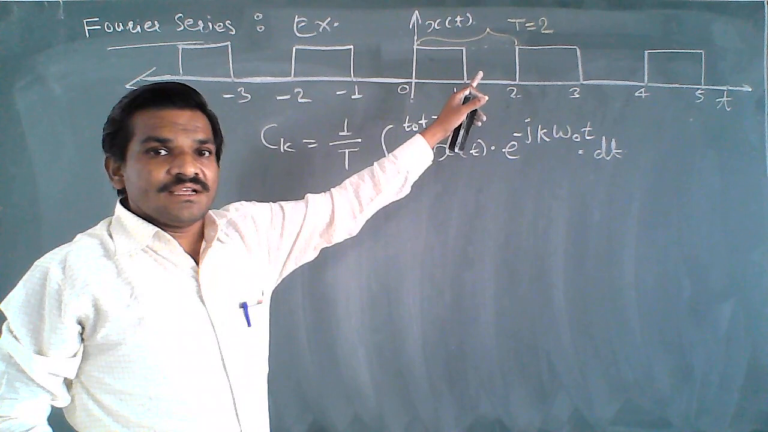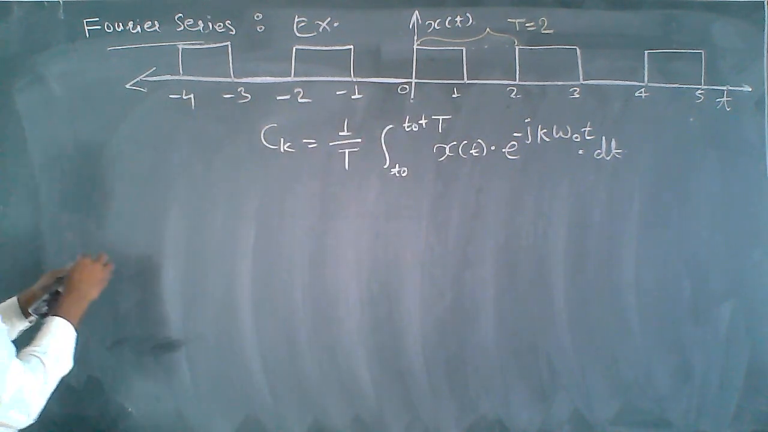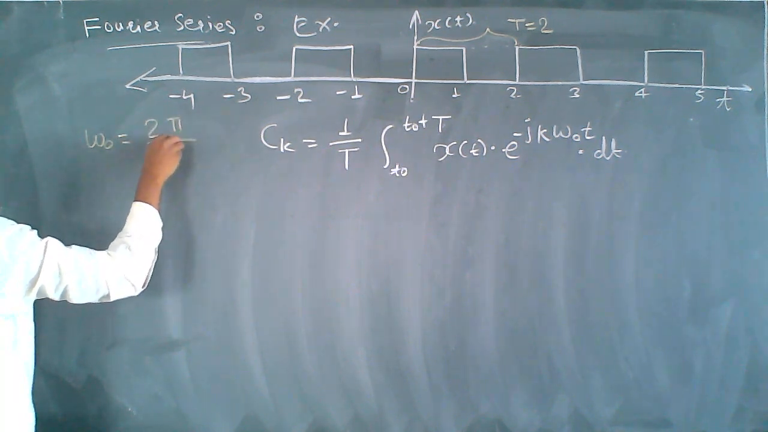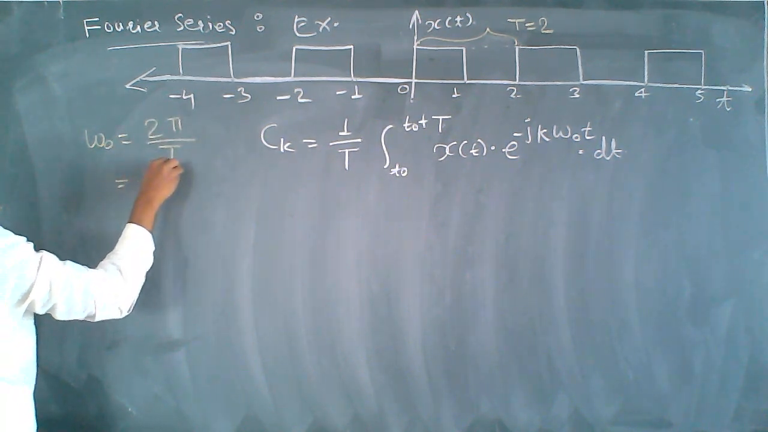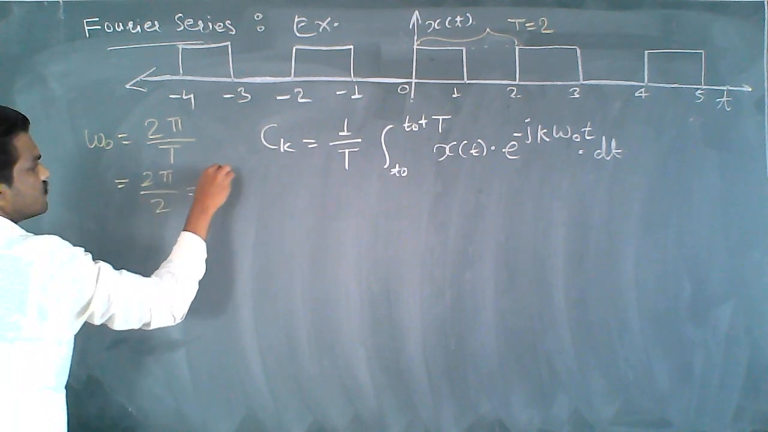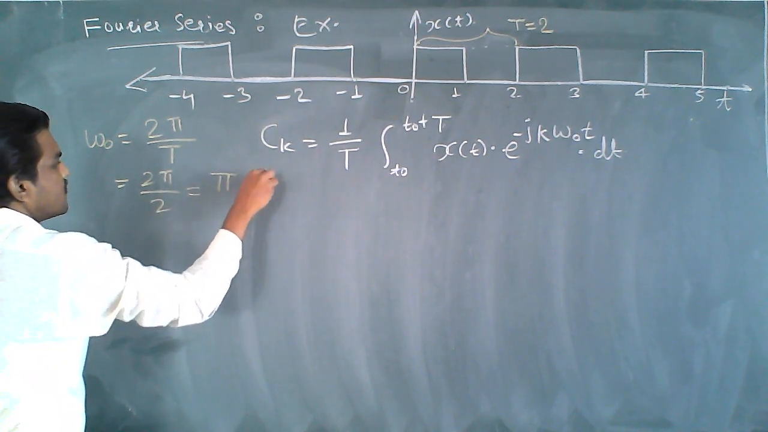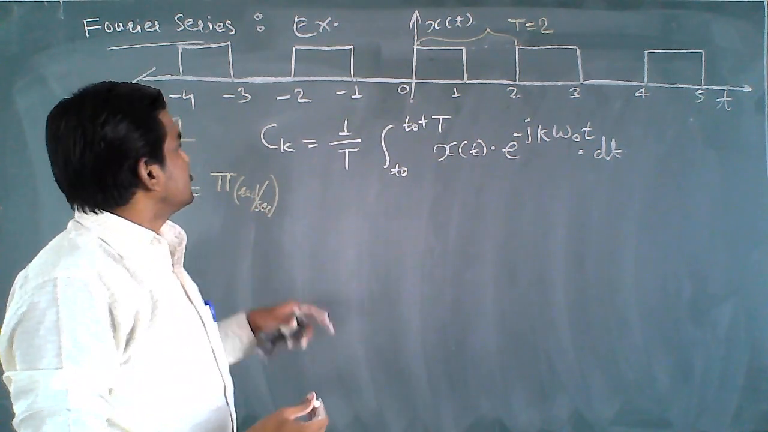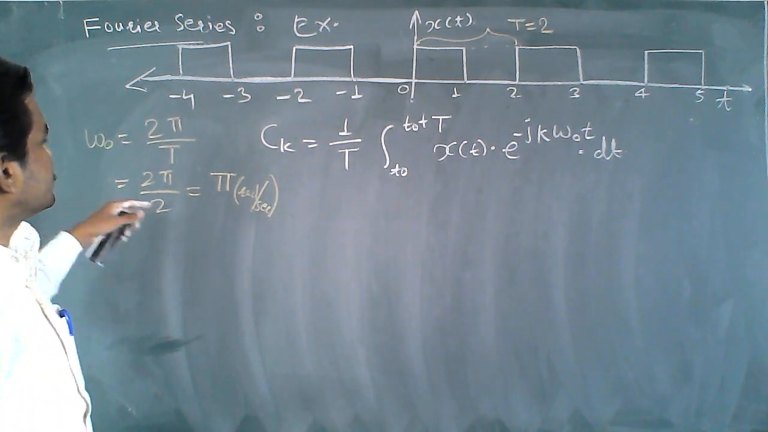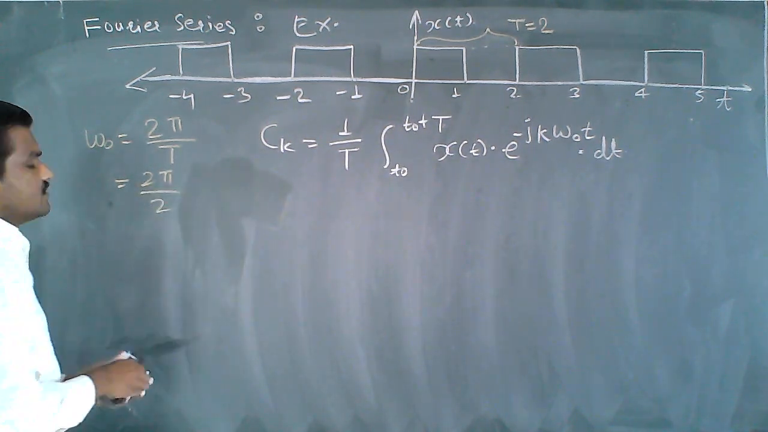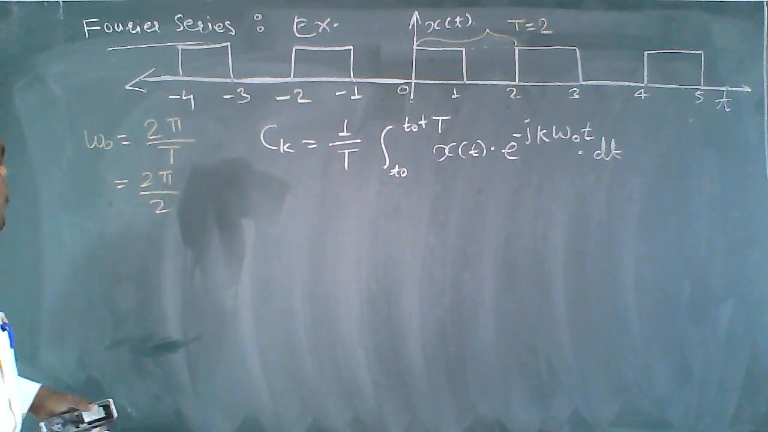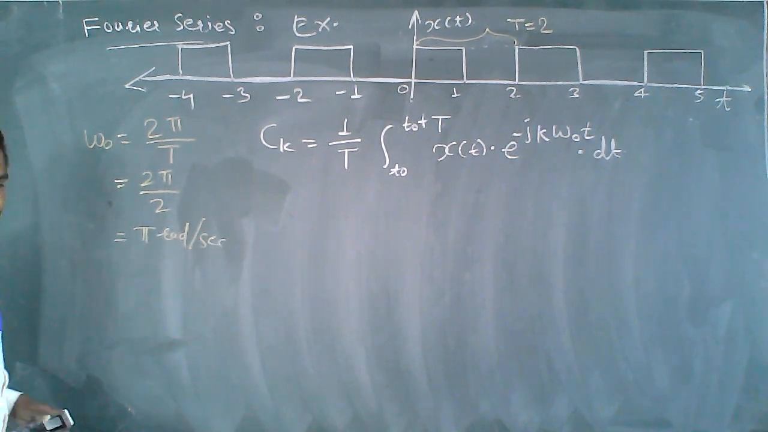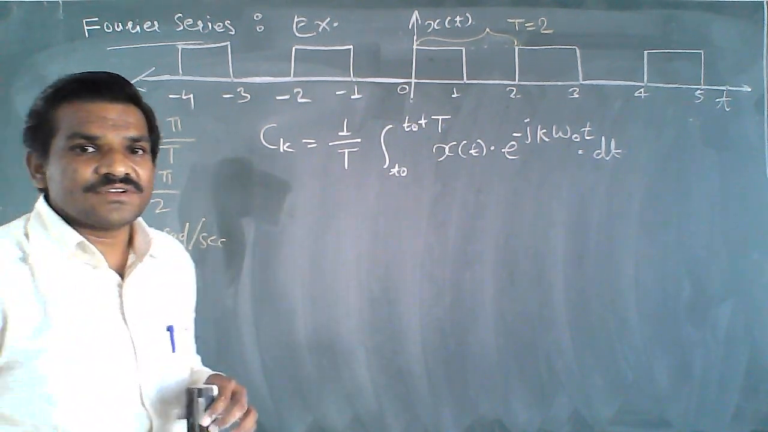Now, if I know T, can I calculate w0? We know that w0 is nothing but 2 pi by T, but T is equal to 2, so 2 pi by 2, which is equal to pi, and the unit is radian per second. So I have calculated w0, or you can say I have calculated the fundamental frequency, which is pi radian per second. This pi radian per second is, you can say, very small.